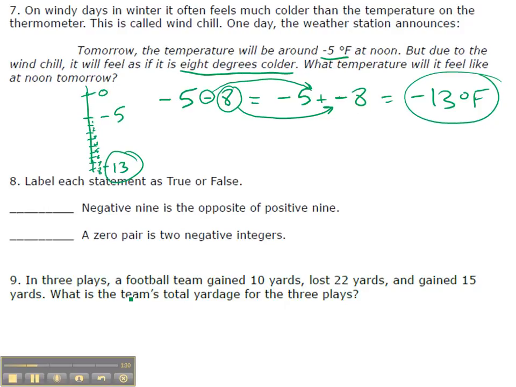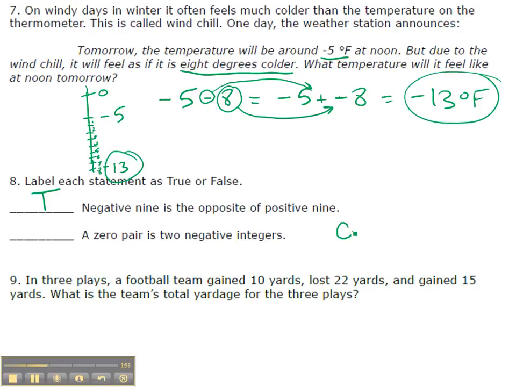On number 8, it's a couple true-false questions. First one says, -9 is the opposite of +9. That's true because opposites are equal. They're the same distance from 0. So the opposite of +9 is -9. The opposite of +5 is -5. The opposite of -3 is +3. So this is true.